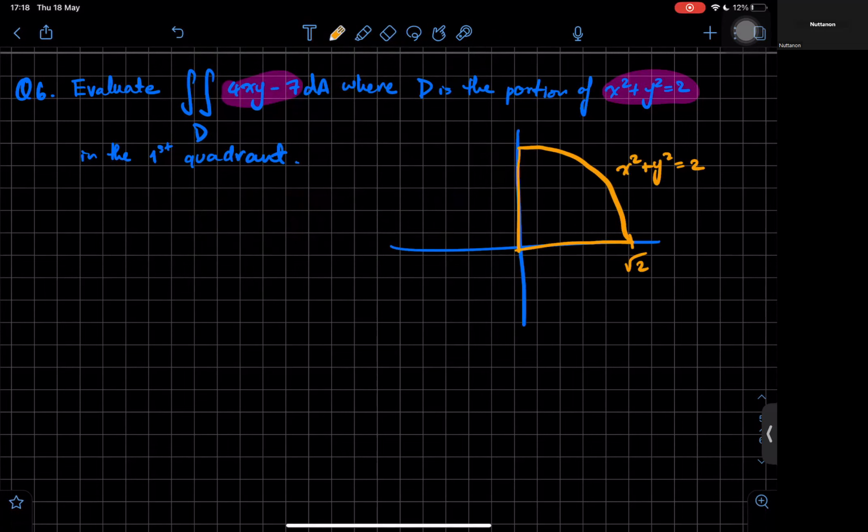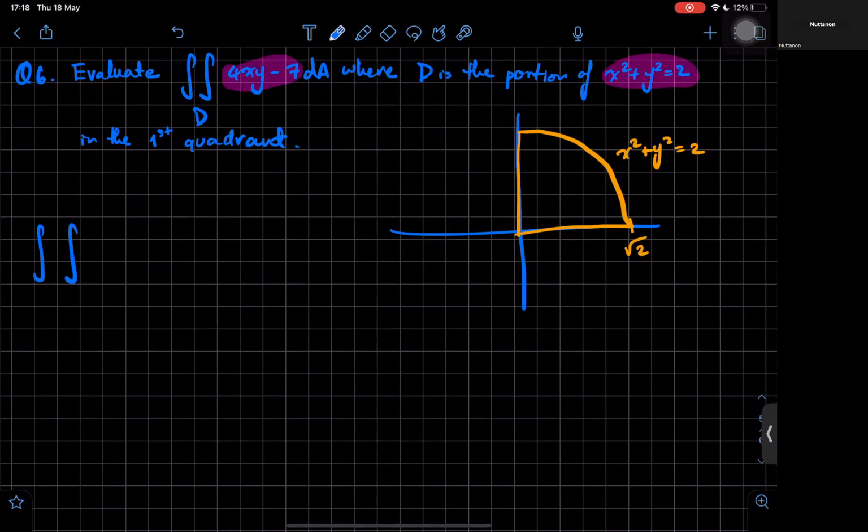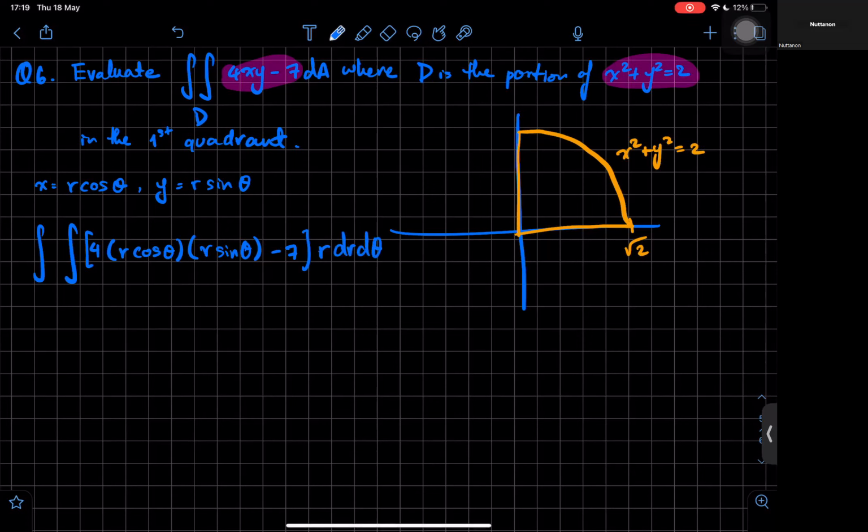If you want to do it in polar coordinates, x will equal r cos theta and y equal r sin theta, right? So this thing will be f of r cos theta, r sin theta, times r dr d theta. And r is from 0 to square root of 2, and theta is from 0 to pi over 2.